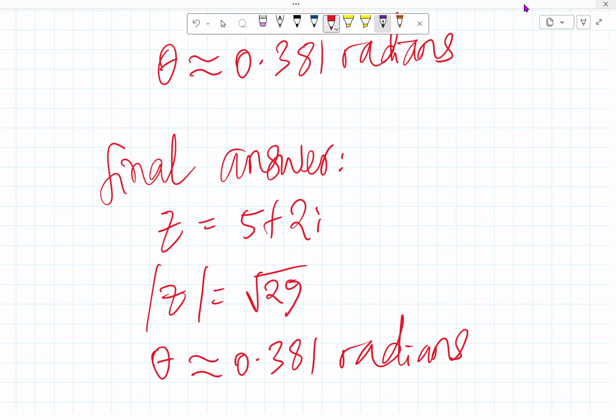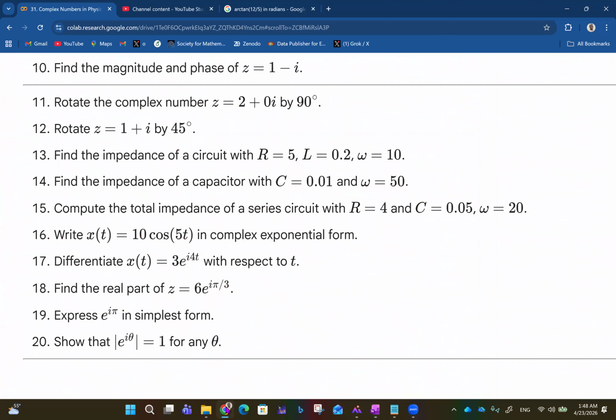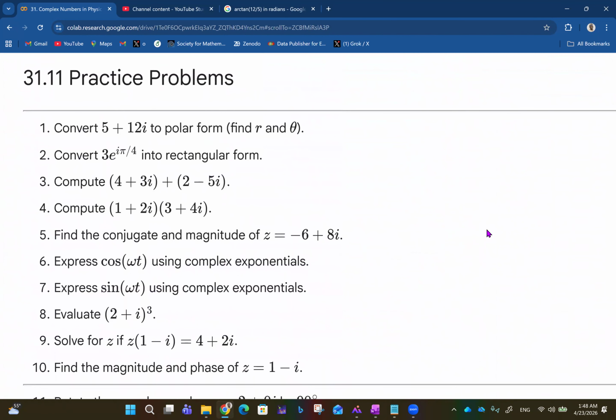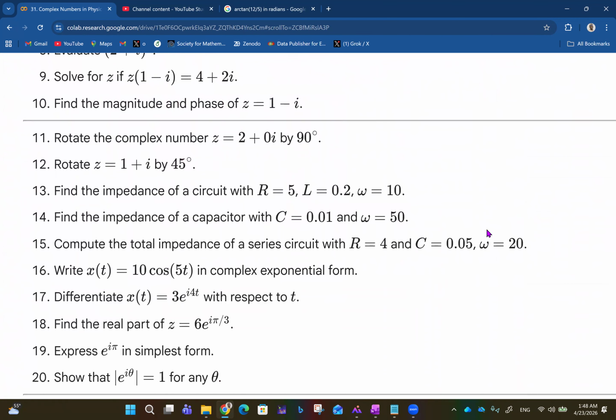So with that, we come to the end of this video about applications of complex numbers in physics and engineering. Don't forget to try your hands on the questions. Here you have 1 to 10 and then 11 to 20.